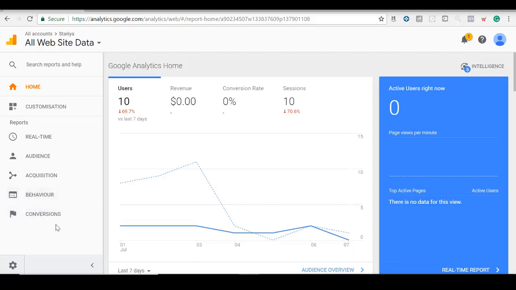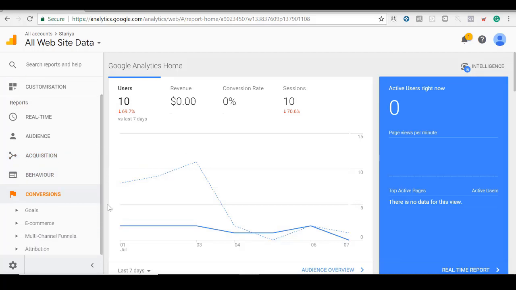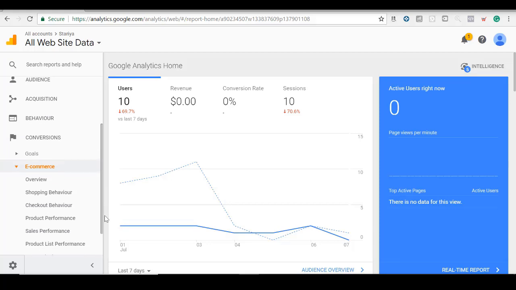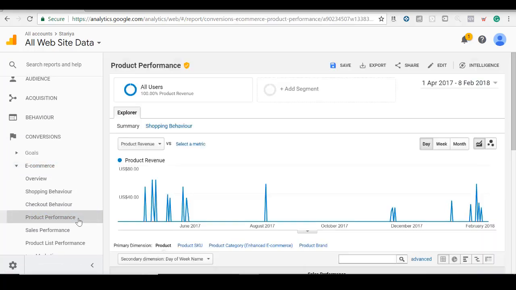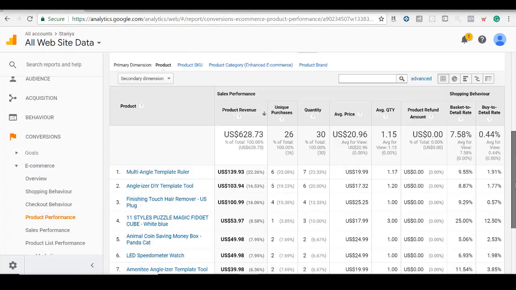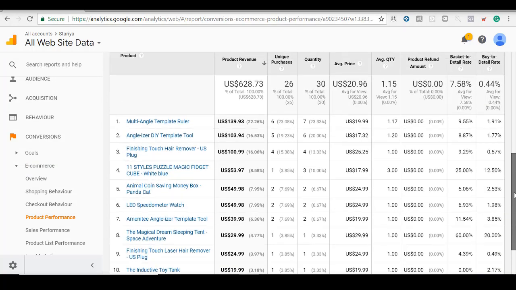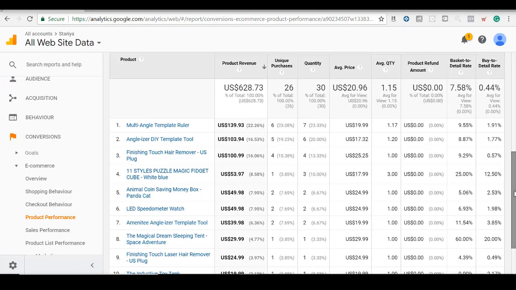So what you want to do is click on conversions in the reporting section, and then hit e-commerce and product performance. Okay, so on that particular test account, these were the products that were selling. And this is very useful, this page. In fact, it's more than useful, it's invaluable, just like some of those other pages.